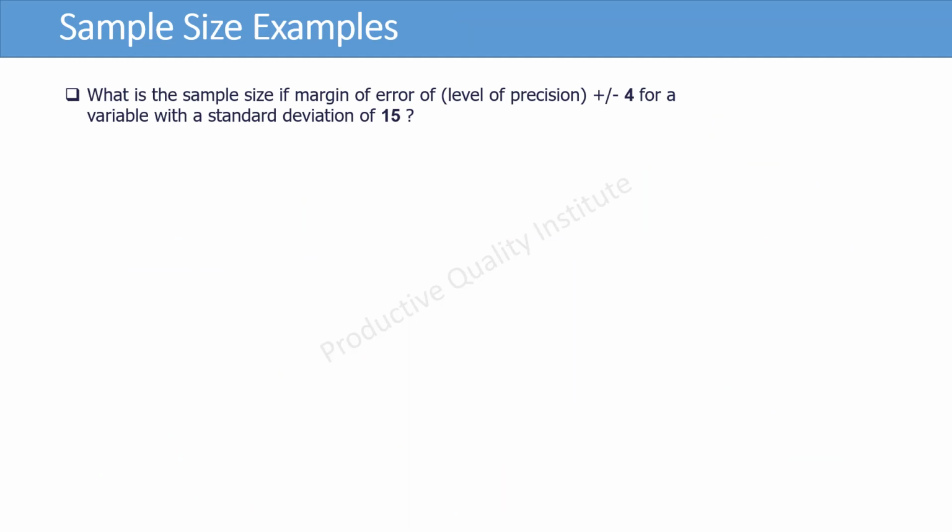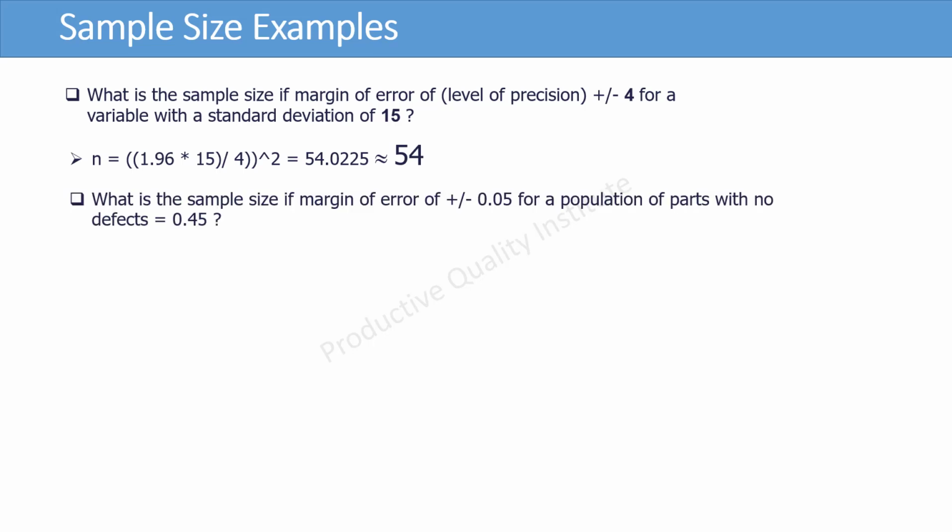Examples for sample size calculations. What is the sample size, if the margin of error, or level of precision, is plus or minus 4, for a variable with a standard deviation of 15? The population is infinite, and sigma is known, so n is equal to z times sigma, divided by e, all to the power 2. After calculation, we found that n is equal to 54.